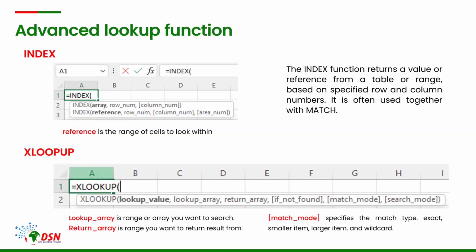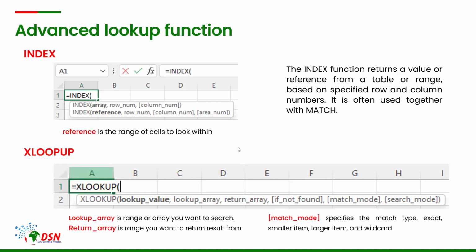The V will return a subsequent column, while the H will return a subsequent row. So this return array allows us to specify the array we want to return a value from. It could be horizontal. We can specify a range horizontally, or we can specify a range vertically.